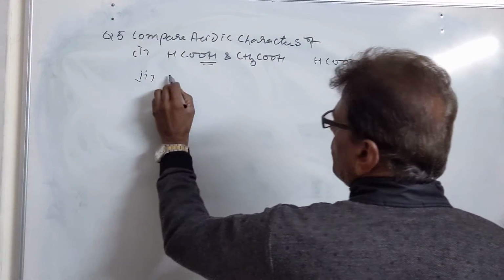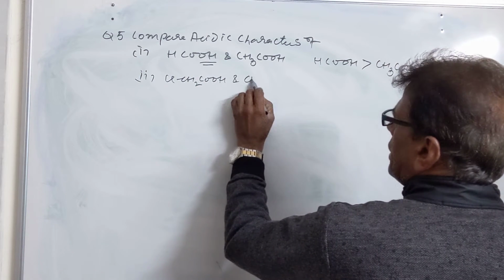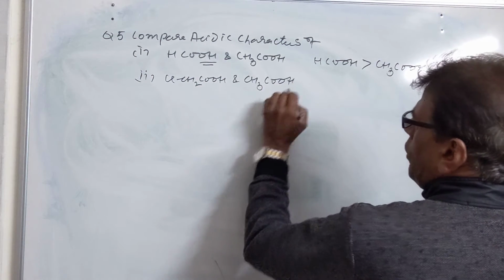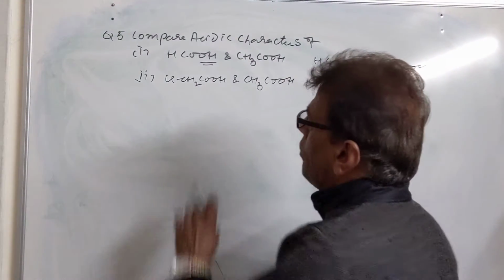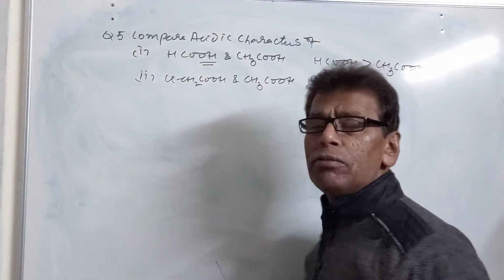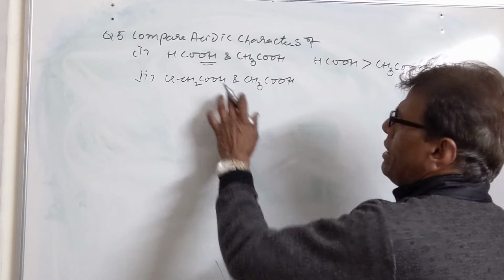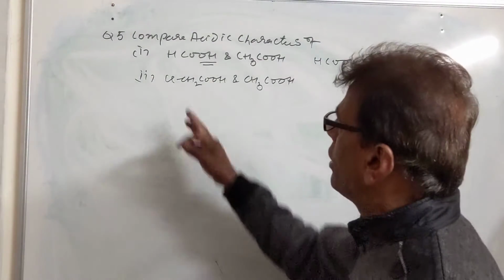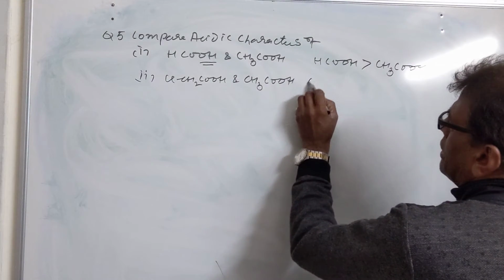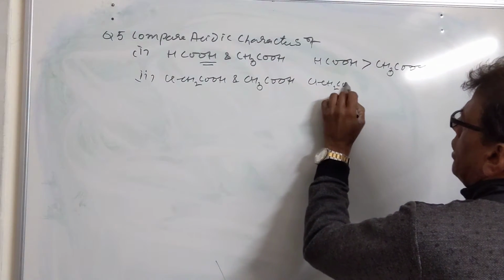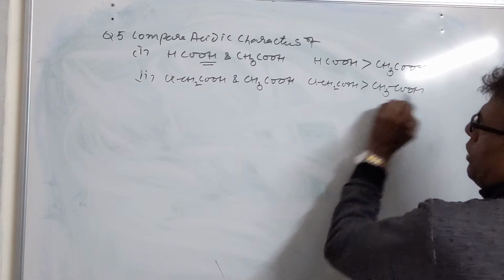Then we have the second question: compare chloroacetic acid and acetic acid. As we know, any electron withdrawing group present in the alkyl group will help to pull electrons from the OH bond and make the OH bond more polar. That's why it facilitates the release of proton by chloroacetic acid as compared to acetic acid. That's why chloroacetic acid will be the stronger acid here, because it has an electron withdrawing chlorine atom.